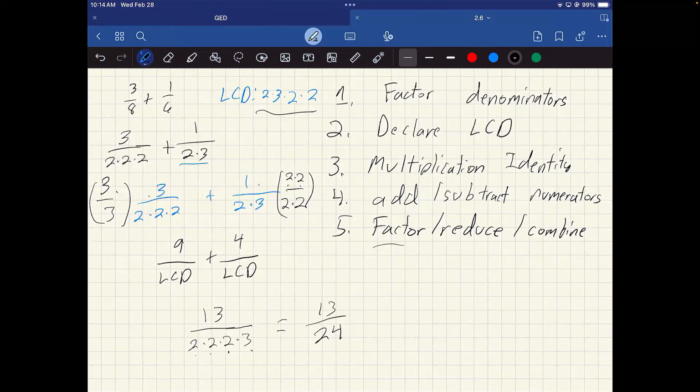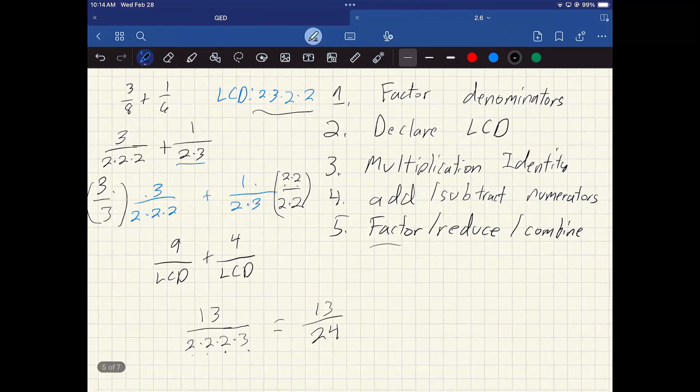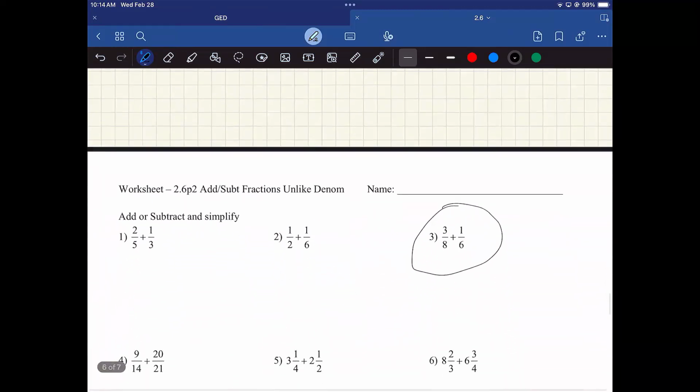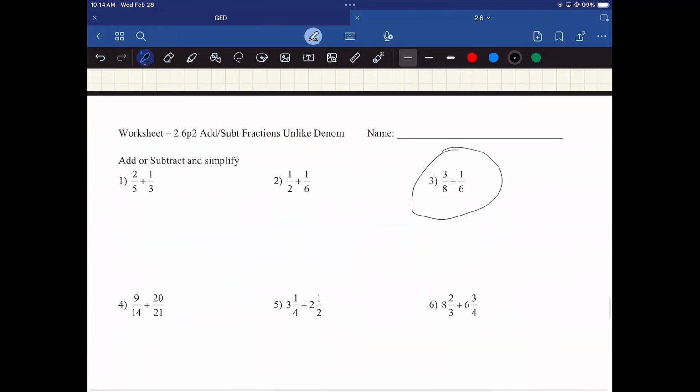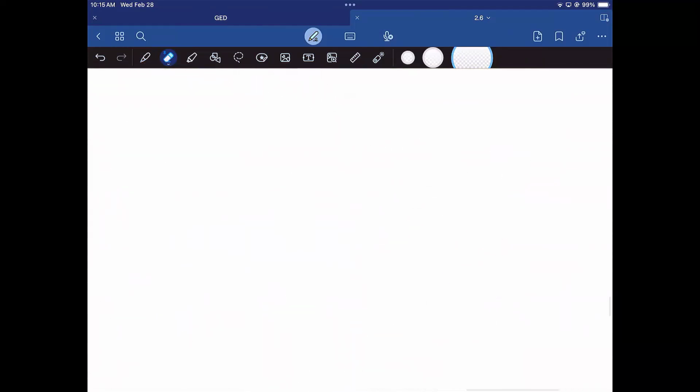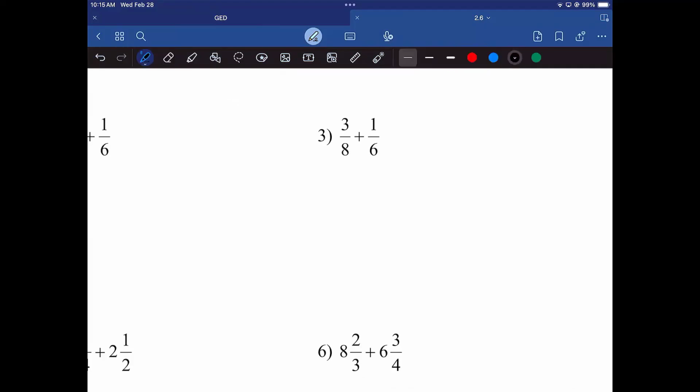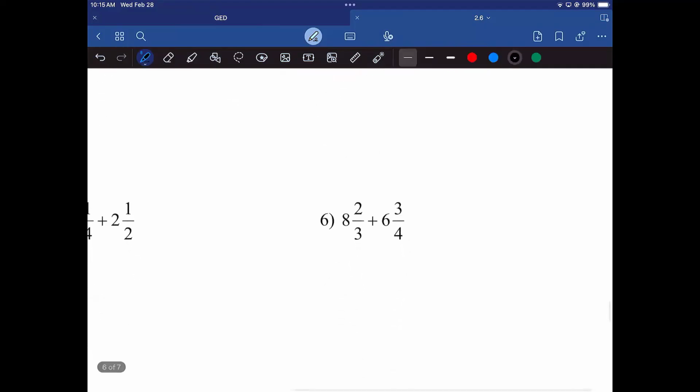I'll factor it, reduce everything, and then I combine it together. So now let's have a look that might be a bit less pretty. I'm thinking number 6 looks. So here we've got this, and we can work right here on the sheet. All right. So on this, I've got 8 and 2.